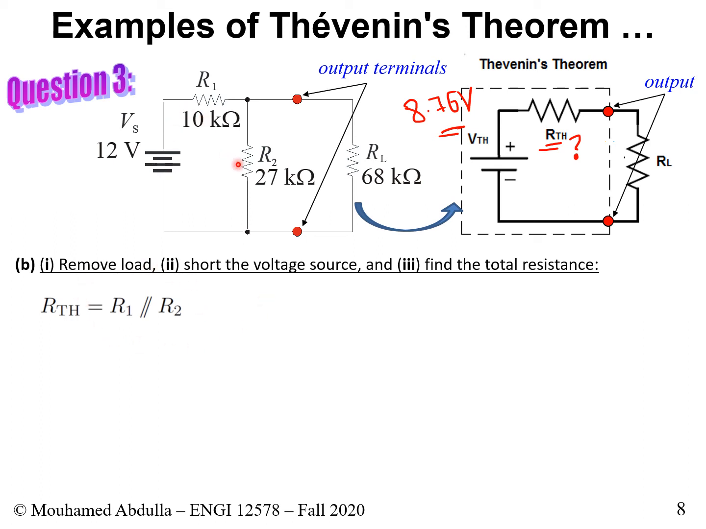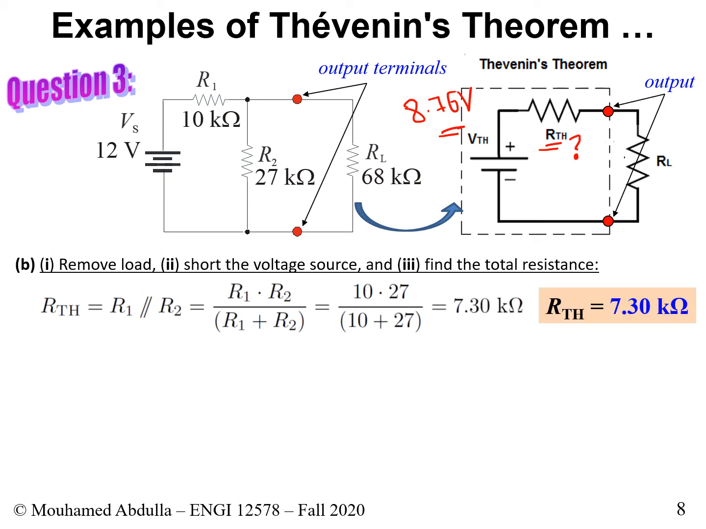So simply R1 in parallel with R2. R1 is 10K, R2 is 27K. We essentially just multiply R1 with R2, and in the bottom R1 plus R2. If we plug in the values, this is 10 times 27, and 10 plus 27. This gives us 7.3 kilo ohm. So now we have RTH as well. It is 7.3 kilo ohm.